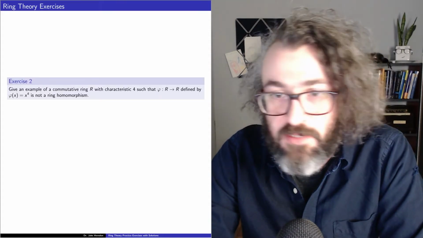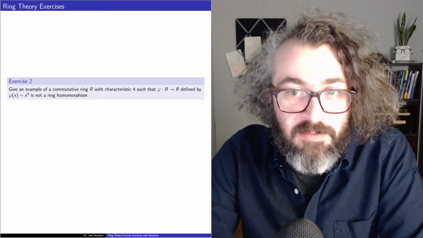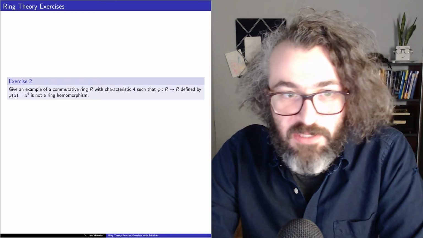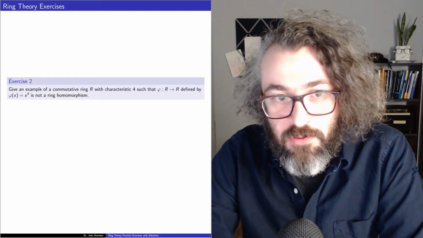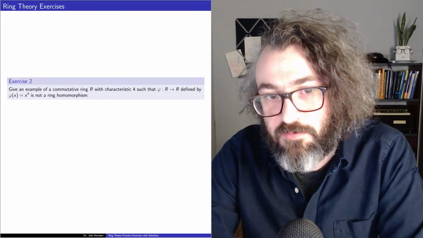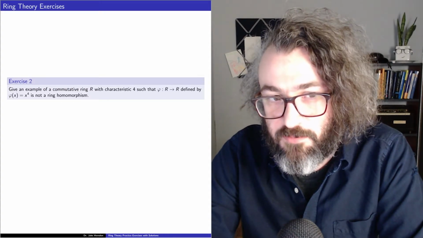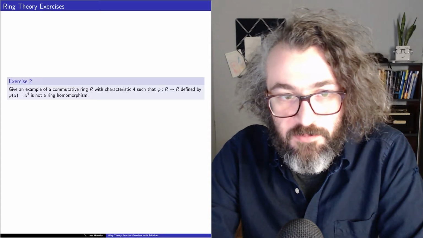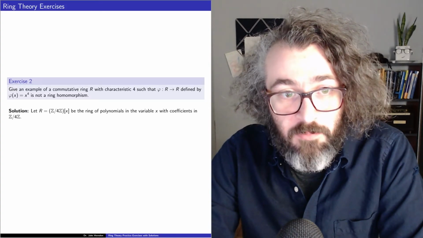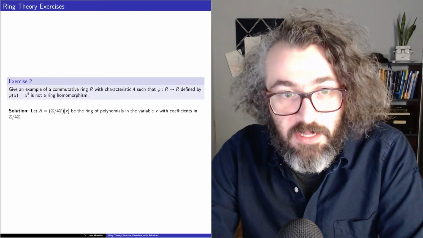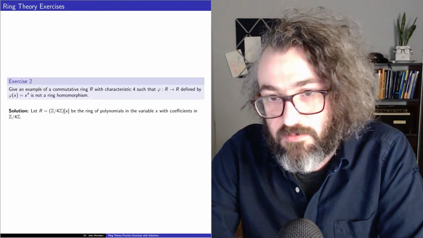All right, exercise 2. It's to show that in the last exercise, it's important that p was a prime. If it was a composite number, it wouldn't work. So give an example of a commutative ring R with characteristic 4 such that phi from R to R, defined by phi of x equals x to the fourth, is not a ring homomorphism. So here's one example. Let R be Z mod 4Z adjoin x. So that's the ring of polynomials in the variable x with coefficients in Z mod 4Z.